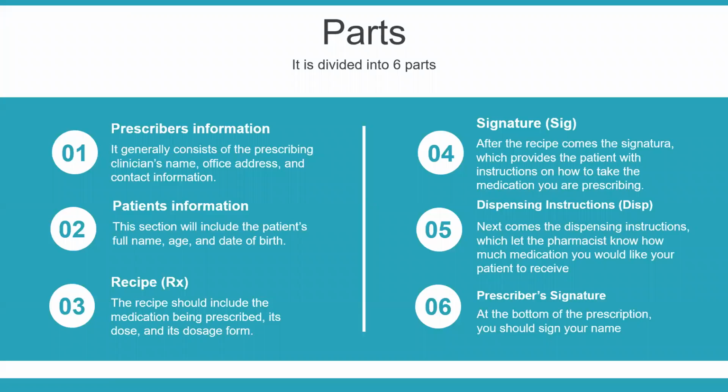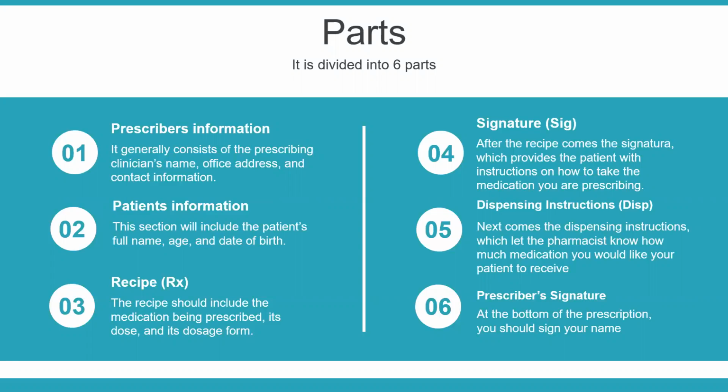Then we have recipe or the RX. This should include the medication that has been prescribed, its dose, and the dosage form. Dose is the amount of drug or medicine that has to be taken, and dosage form is in what form the medication is, whether it's a syrup, tablet, capsule, or whatever.